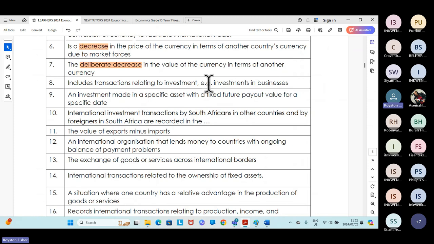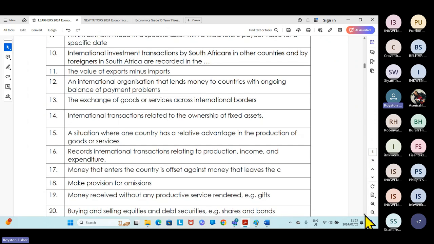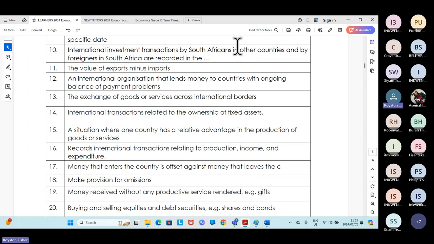Number 10, international investment transactions by South Africans in other countries and by foreigners in South Africa are recorded in where? So just think about it. So when South Africans are in another country, this money needs to be recorded. And then foreigners also, they're in this country, where would we record this in our balance of payments? And that would be under our financial account.